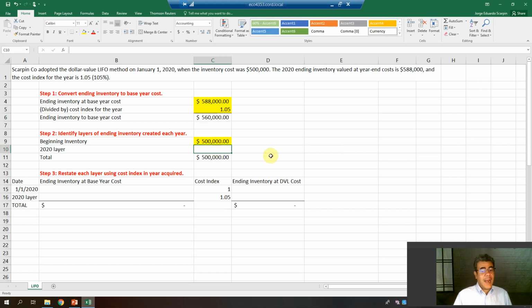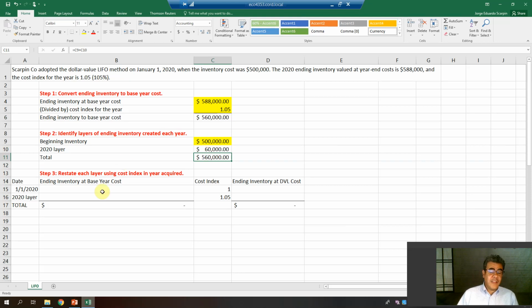2020 layer. So how much is the 2020 layer? This 560 is the ending inventory at the same price level as the beginning inventory. So our layer is the ending inventory at base year cost less beginning inventory, which is how much our inventory changes from one year to another at the same price level.